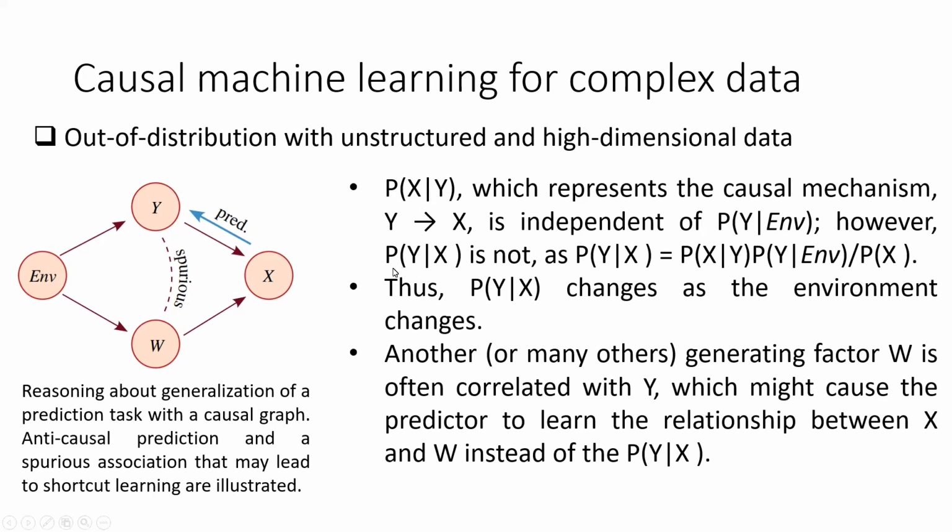However, the probability of y given x is not independent, as it is defined by this expression. Thus, the probability of y given x changes as the environment changes. Secondly, another generating factor, W, is often correlated with y, which might cause the predictor to learn the relationship between x and W instead of the probability of y given x.